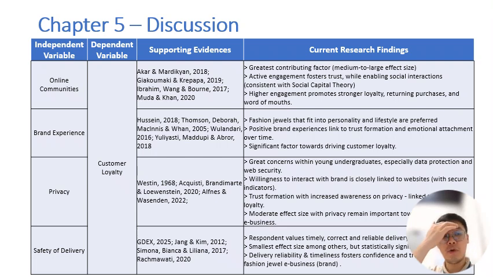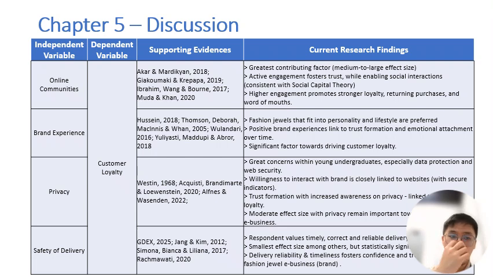When it comes to the third IV, privacy, here we can see that young undergraduates are more willing to interact with a brand that has websites that show secure indicators. In other words, there is great concern among them, especially towards privacy matters such as data protection and website security. So this is one of the key findings under this IV.